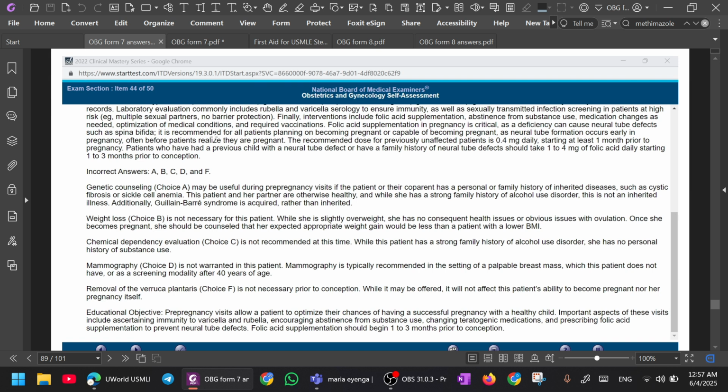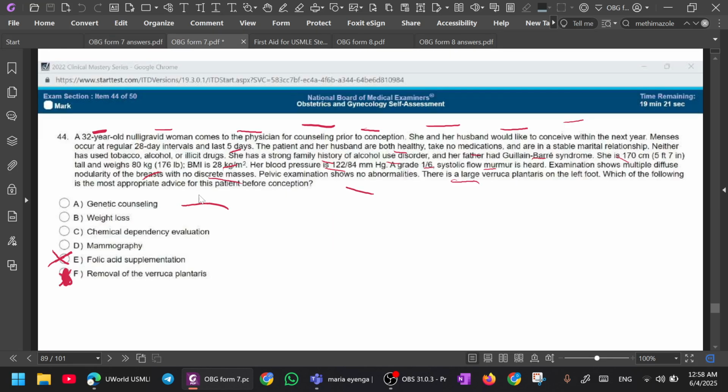Removal of verruca plantaris is not necessary prior to conception. While it may be offered, it will not affect the patient's ability to become pregnant, nor the pregnancy itself.